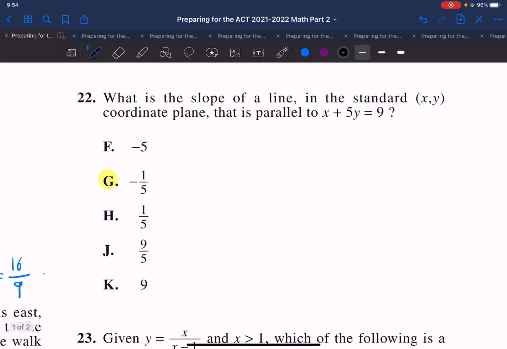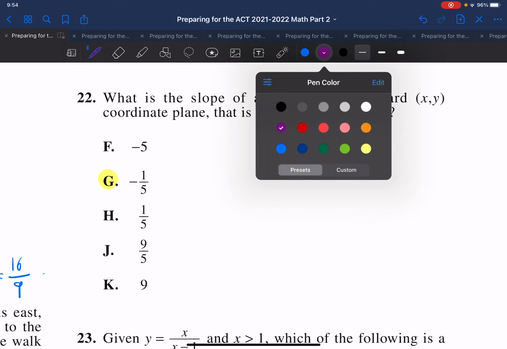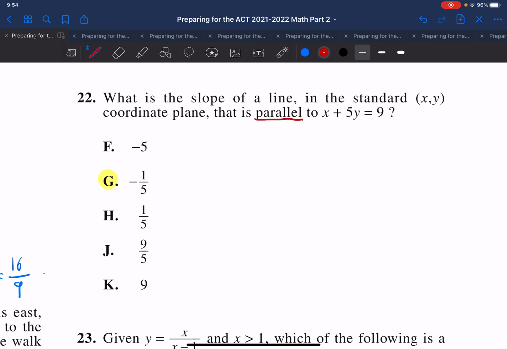Number 22, what is the slope of a line that is parallel? So the key word here is parallel, which means same slope. So what we have to do here is find the slope of this. And the way we find the slope is we solve for y.